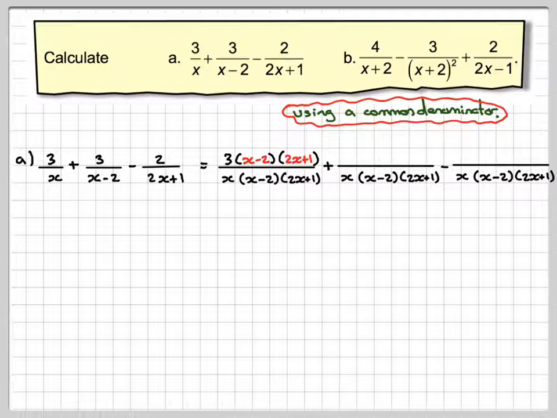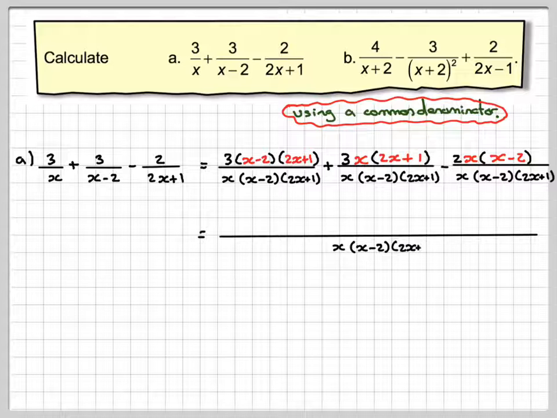Then we've got another plus 3 here. The x minus 2 has been multiplied by x and 2x plus 1, so we need to do the same to the numerator. And the 2 over 2x plus 1 has been multiplied by x minus 2 and x, so this 2 must be multiplied by x and x minus 2 as well.